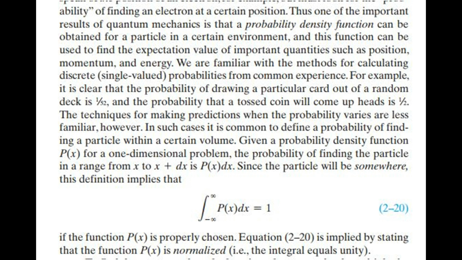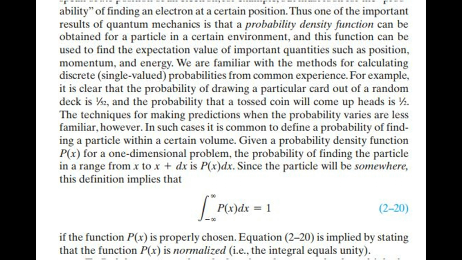We are familiar with the methods for calculating discrete, single-valued probabilities from common experience. For example, it is clear that the probability of drawing a particular card out of a random deck is 1/52, and the probability that a tossed coin will come up heads is 1/2. The techniques for making predictions when the probability varies are less familiar, however. In such cases it is common to define a probability of finding a particle within a certain volume. Given a probability density function P(x) for a one-dimensional problem, the probability of finding the particle in a range from x to x plus dx is P(x) dx.